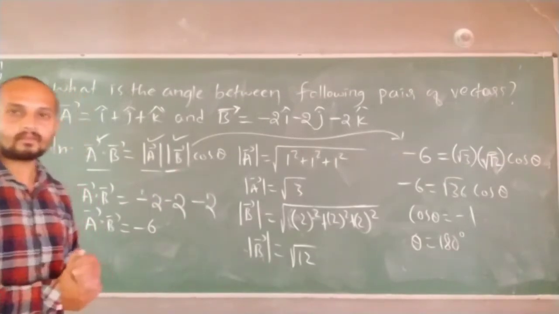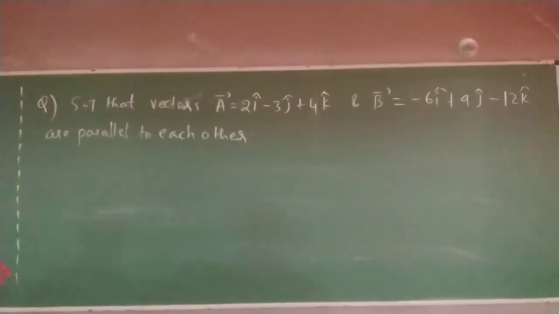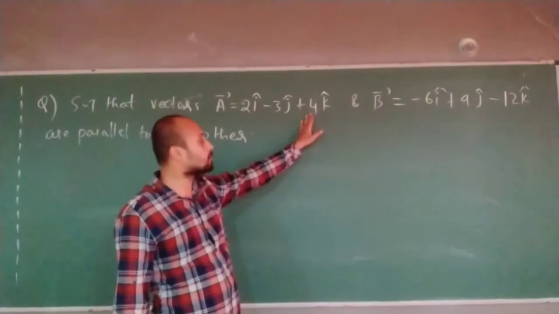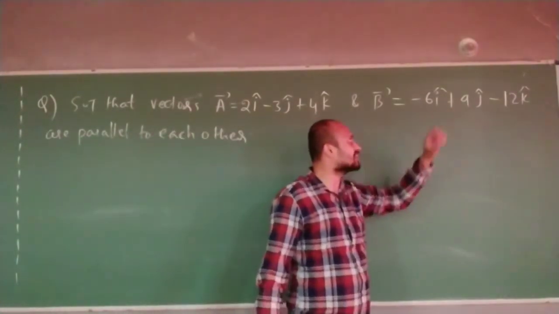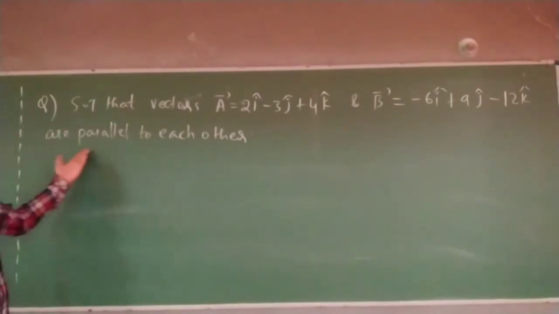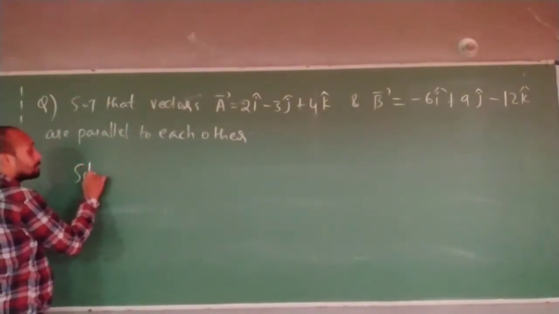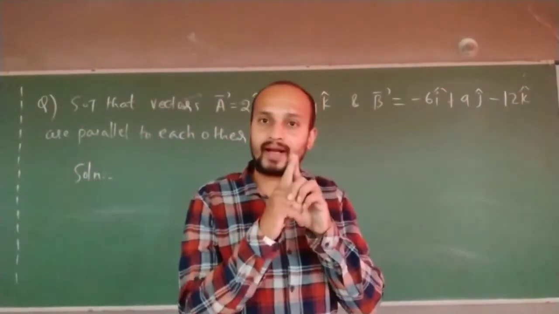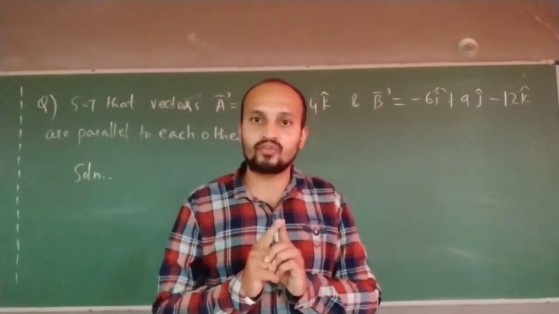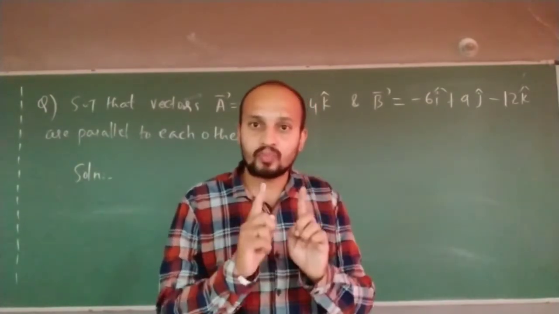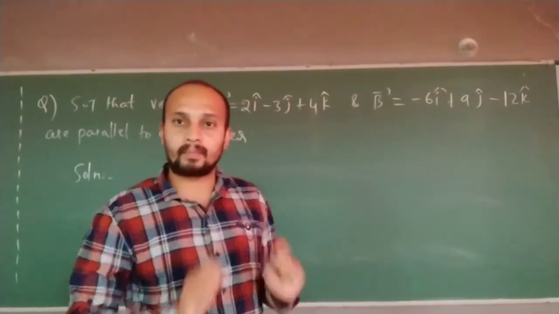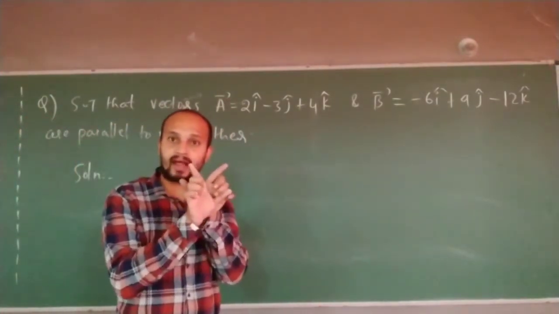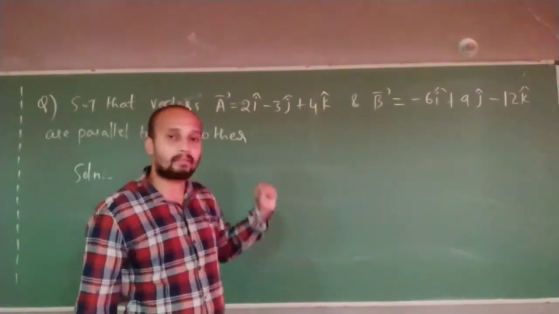Got it now? Okay. Show that the vectors A, 2 i cap minus 3 j cap plus 4 k cap, and vector B, minus 6 i cap plus 9 j cap minus 12 k cap, are parallel to each other. When can I say they are parallel to each other? When the cross product of two vectors is 0. Why is the cross product of two vectors 0? Because cross product means you are multiplying the two perpendicular vectors. Correct? Now, when you are multiplying two perpendicular vectors, what is happening there?